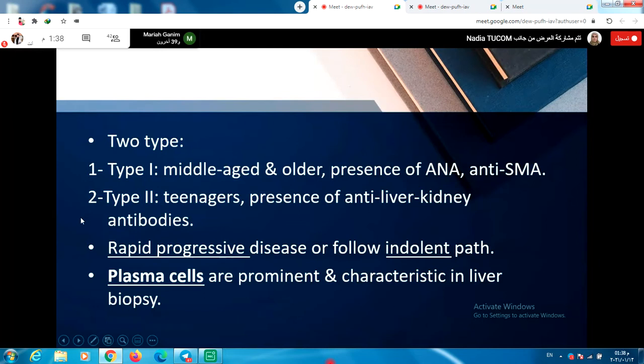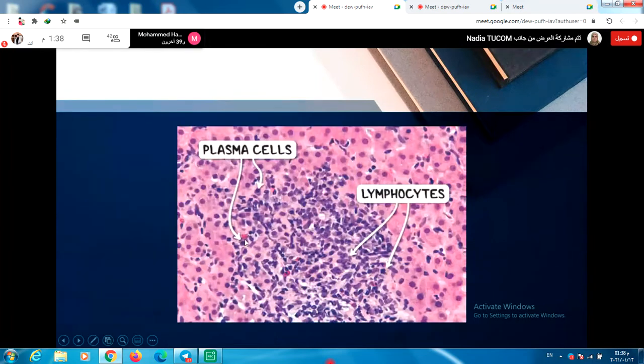Plasma cells that are secreting antibodies, immunoglobulin, are prominent and characteristic in liver biopsy. These are plasma cells with eccentric nuclei, eccentric cartwheel nuclei, and they are characteristic in autoimmune hepatitis in the portal circulation, in addition to lymphocytes.